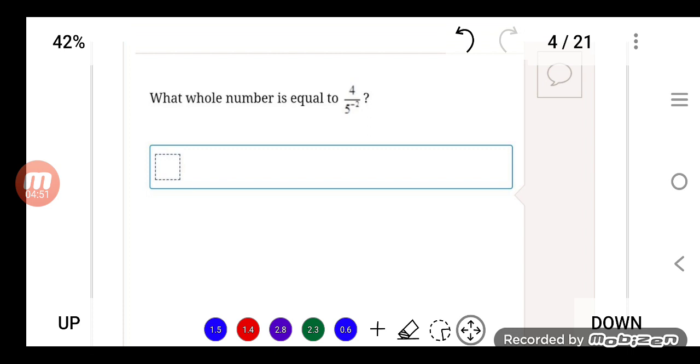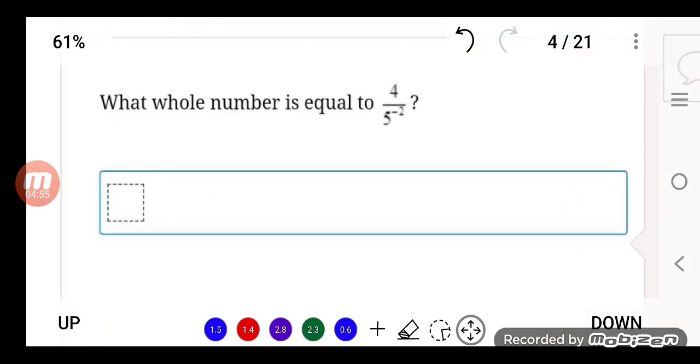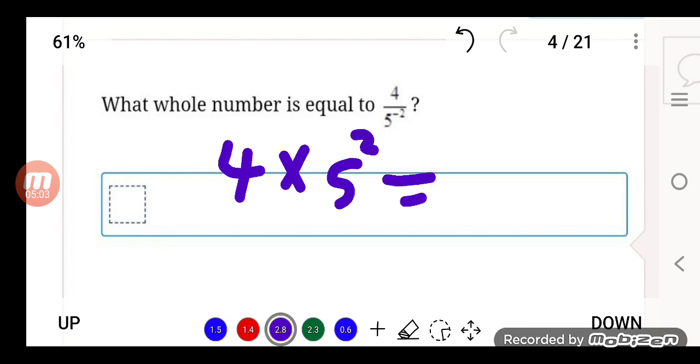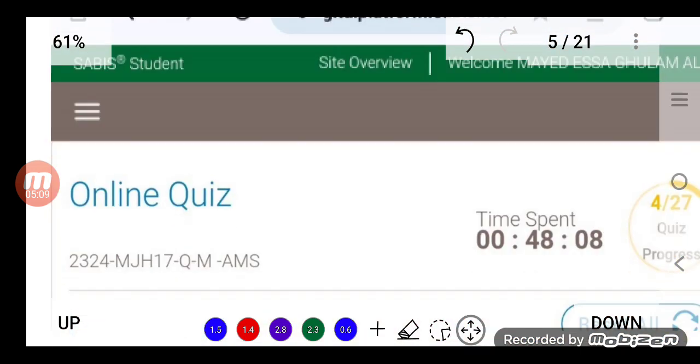Next question. What whole number is equal to this number? So here you write it this way, 4 times 5 to the power of 2. And this is 4 times 25, which is 100. So the answer is 100. Next question.